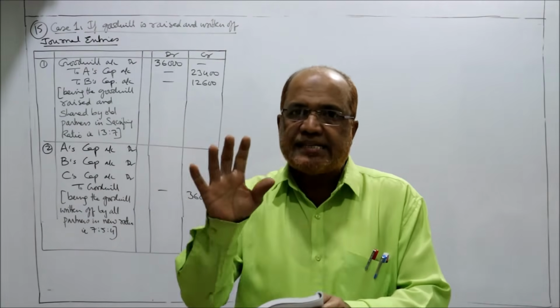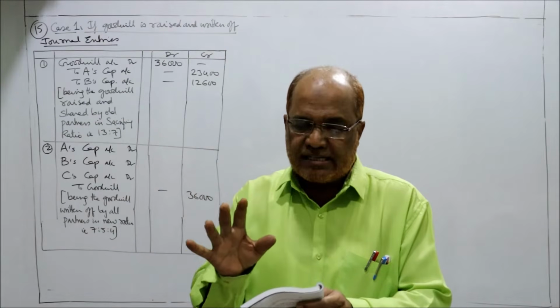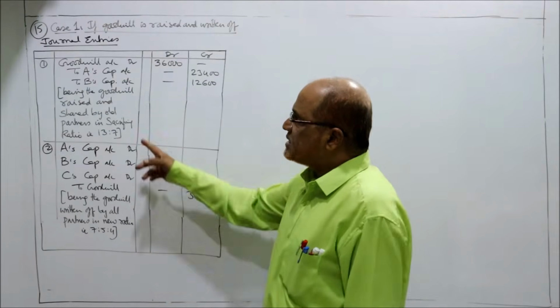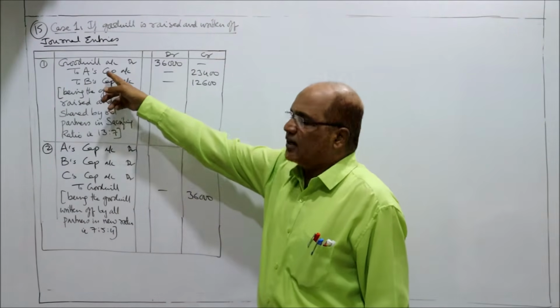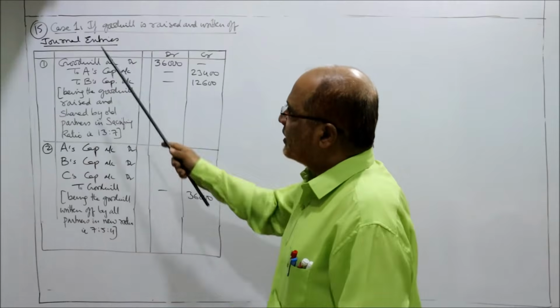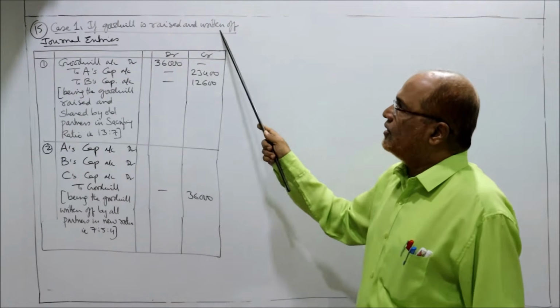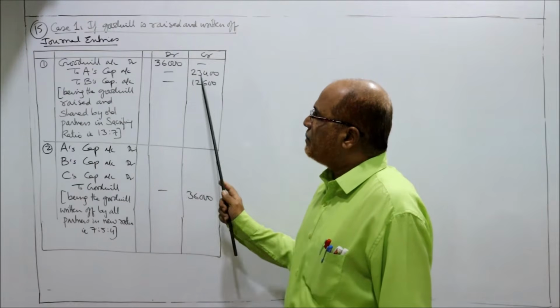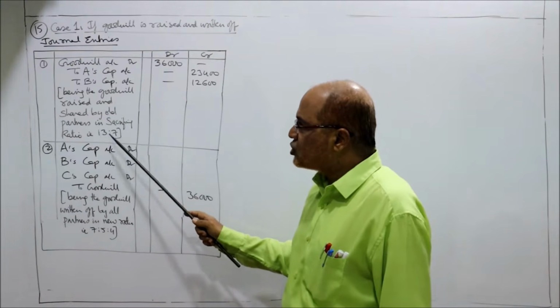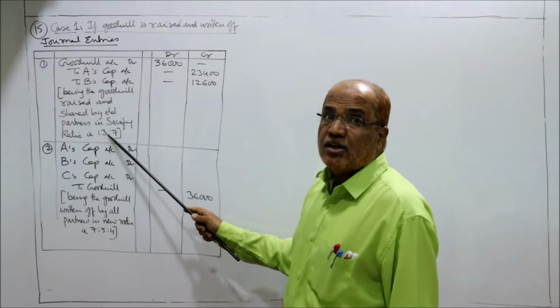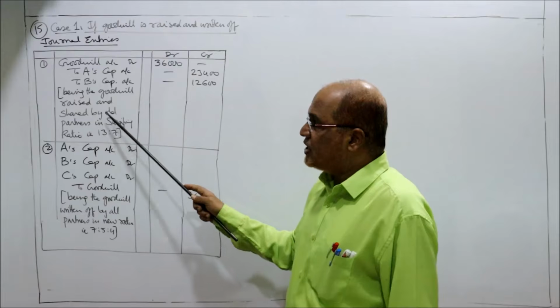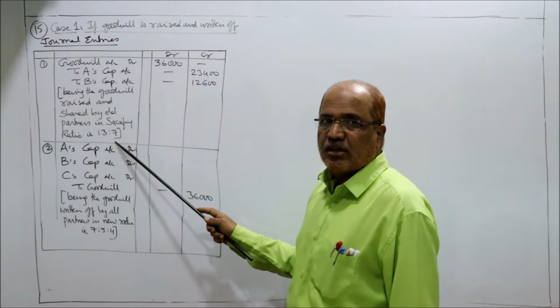Case 1. Two cases are given. If goodwill is raised and written off, give journal entries, ledger accounts and balance sheet. So we raise goodwill and write it off. At the time of raising, goodwill account debit 36,000 to A's capital, to B's capital, in which ratio? Sacrificing ratio, which we have just calculated. Being the goodwill raised and shared by old partners in sacrificing ratio.